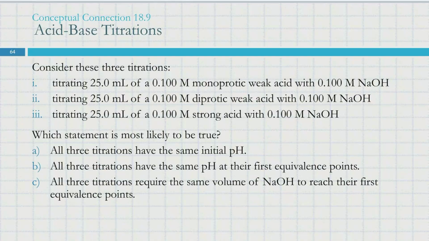All 3 titrations have the same initial pH. So before we add sodium hydroxide, the pH of these 3 solutions, we've got the same mole amount, same volume, same molarity, whatever, of each of these things. We've got a monoprotic weak acid, so that's going to be slightly acidic. We've got a diprotic weak acid, probably also just slightly acidic. And then we have a strong acid, which is going to have full dissociation. So that's going to be our most acidic for sure. That'll probably be a pH of 1.